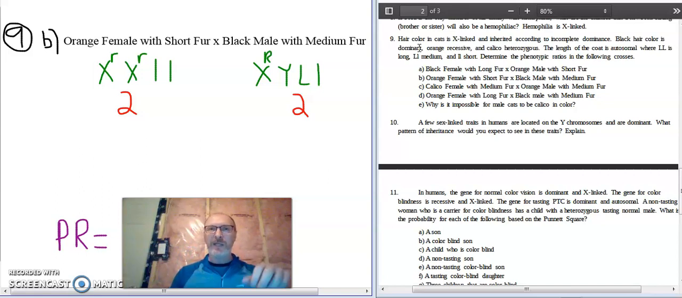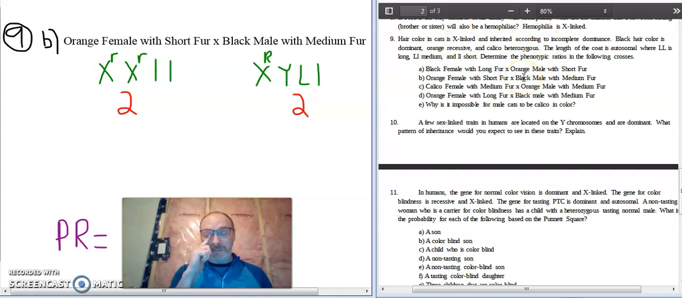So what's happening is information on one X chromosome and information on the other X chromosome can interact with one another and produce an in-between sort of phenotype. Okay, and we saw that with snapdragons, for example, with flower color. So something similar is happening here as well.